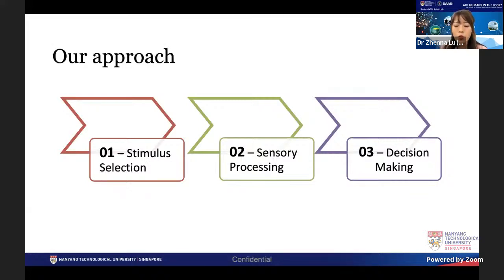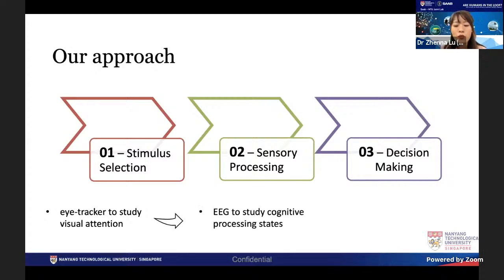So this is the approach we are going to adopt. We're going to start from the first level, visual attention, and we will use an eye tracker to study visual attention, followed by EEG to study cognitive processing. And lastly, we're going to assess the task performance. It's very important for us to look at the first two stages all together with the behavior.